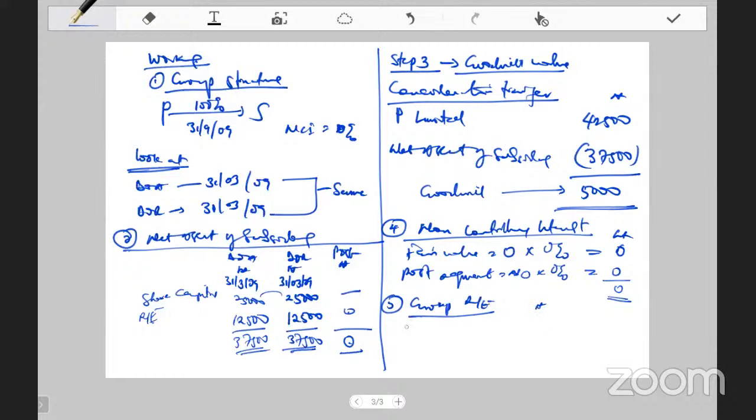The next step is number 5, which is our group retained earnings. To get my group retained earnings, we go to the parent, which is P Limited. What is the retained earnings of P Limited on the date of reporting? 75,000 naira. And what is the post acquisition? That is 0 naira times what rate? 100% times 0 naira, and that is 0. So what we are having is 75,000 naira.